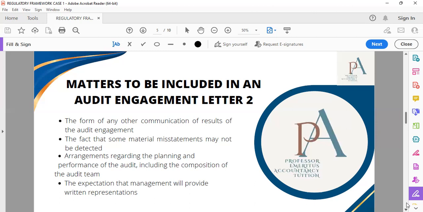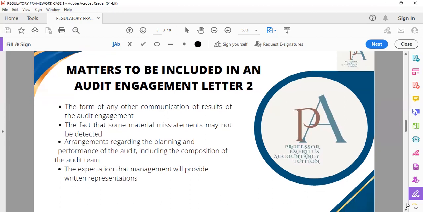So if they visit half of the locations to confirm the inventory count, they will have to obtain written representation from the management that the inventory count from the locations that the auditors have not visited are correct as at the date at which they were counted and stated and handed over to auditors. That is one example of written representations.